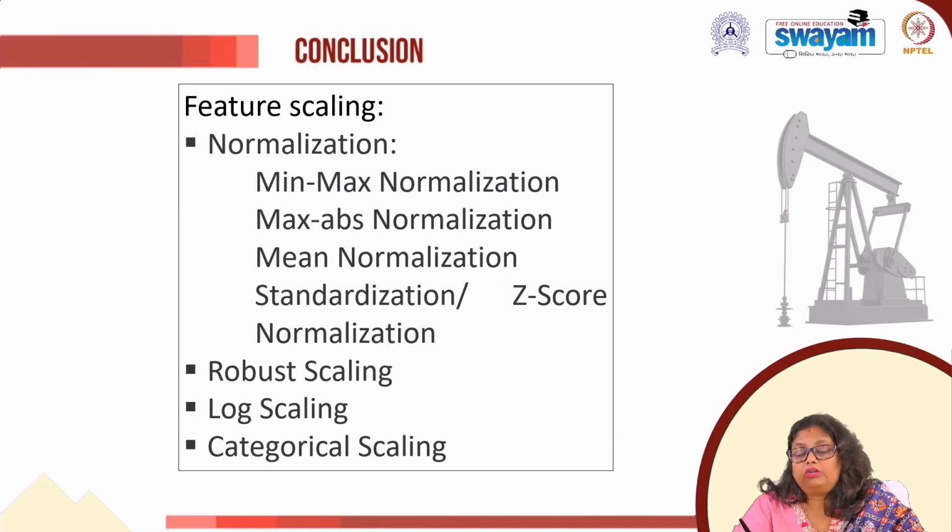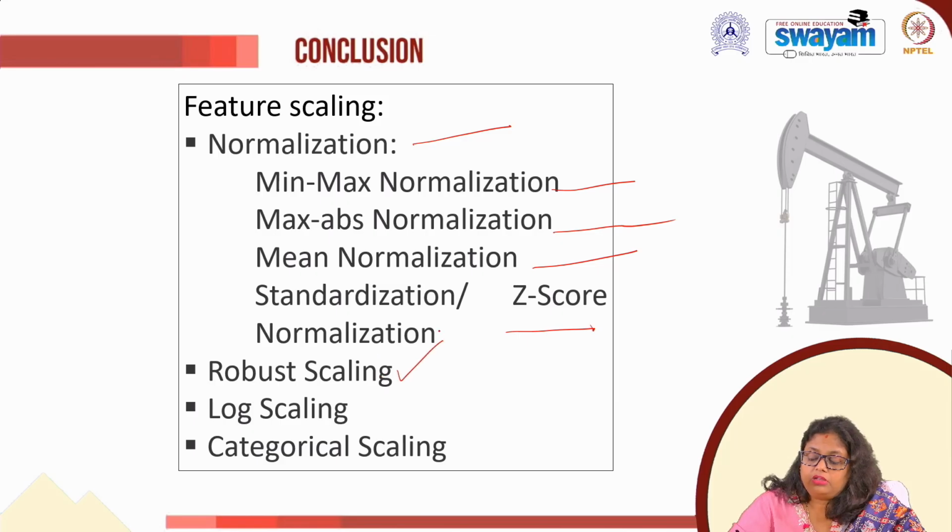So in today's class, I talked about normalization: min-max normalization, absolute normalization, mean normalization, then standardization and Z-score normalization. Then further we talked about robust scaling, then log scaling, and finally categorical scaling.